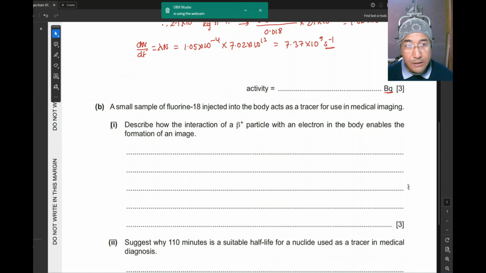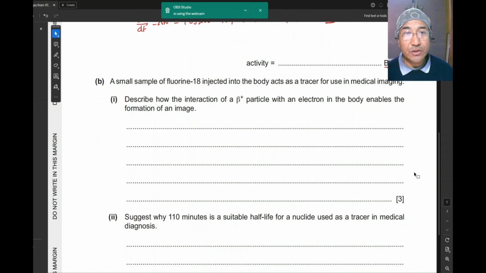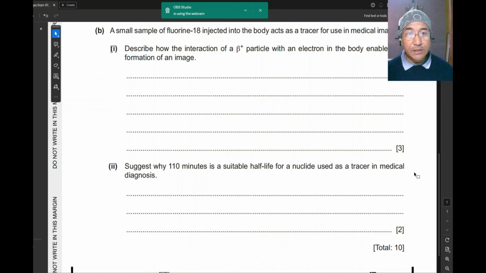Next: a small sample of fluorine-18 injected into the body acts as a tracer for use in medical imaging. Describe how the interaction of a beta plus particle with an electron in the body enables the formation of an image. What happens is that when a beta plus particle interacts with an electron, e plus and e minus release gamma plus gamma, so it will be two photons. These two photons travel in opposite directions, in compliance with the principle of conservation of momentum.